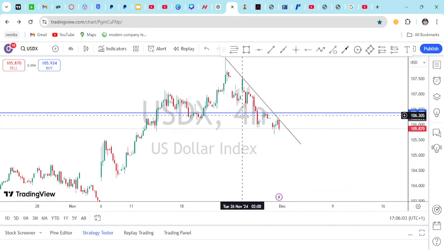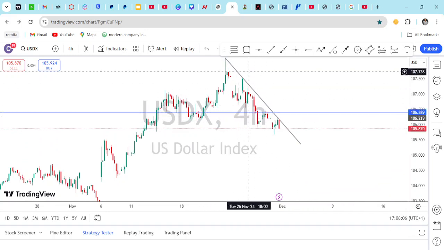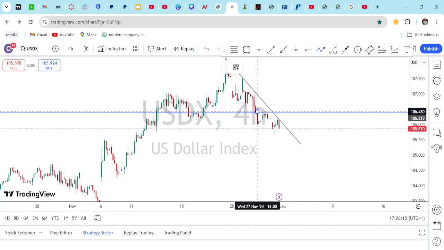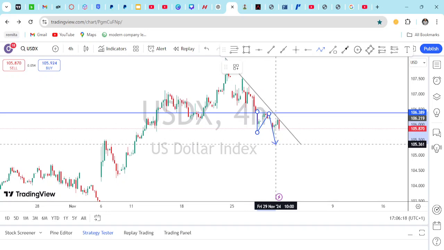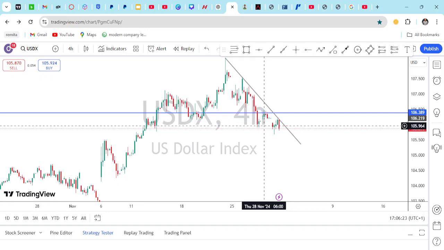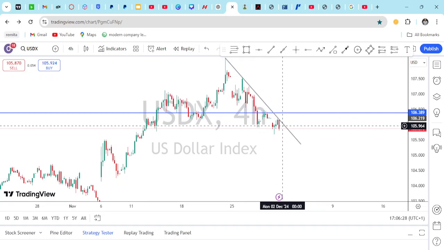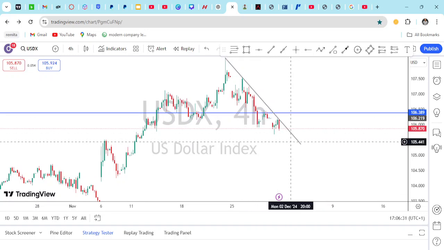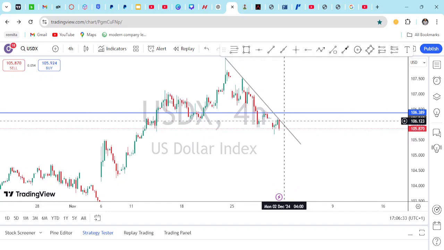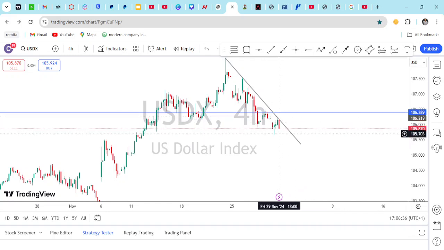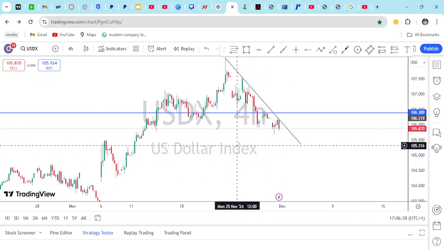So this line has been broken out, as you can see. It has been broken out, came back to do a retest of this same line, and then started falling. Don't forget there is a gap here that has been filled already. So this gap has been filled, and with the presence of this bearish engulfing on the 4 hour time frame, it is a confirmation that the dollar will continue to fall.